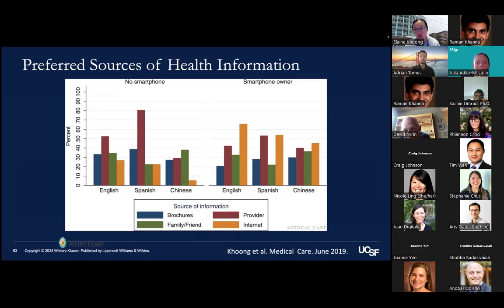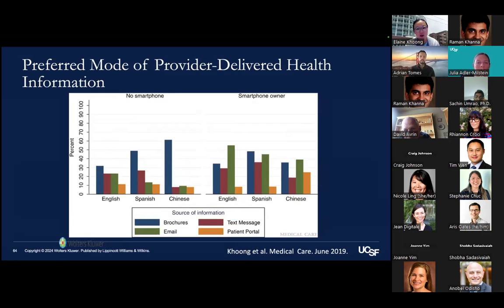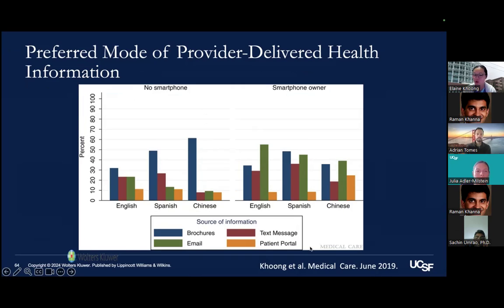But when we focus specifically on provider-delivered health information or provider-delivered communication, we can see that folks with no smartphones, especially our Spanish and Chinese speakers, were really interested in having old school brochures. They just wanted handouts at their appointment. Folks who were smartphone owners were really interested in email or text message, and brochures were actually still popular, but nobody was all that interested in stuff coming through their patient portal, which is how we disproportionately deliver health information right now. And I think that acknowledges some of the limitations of how that's used for communication.